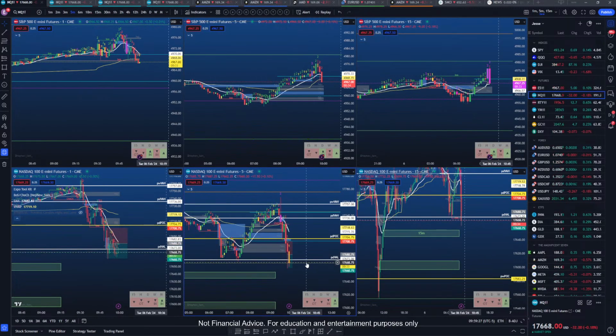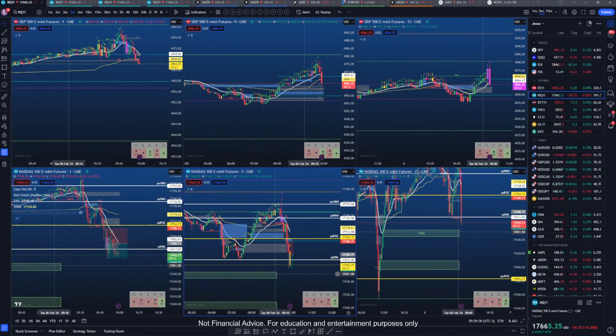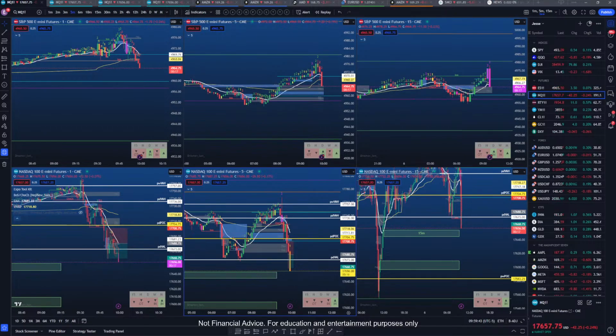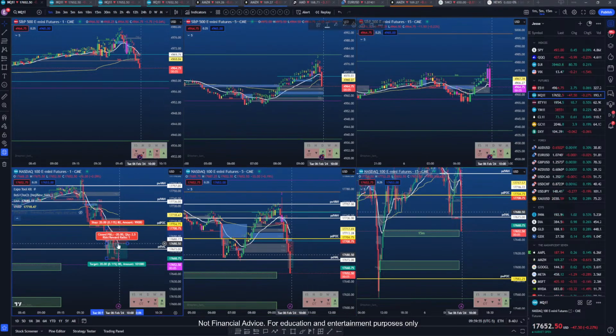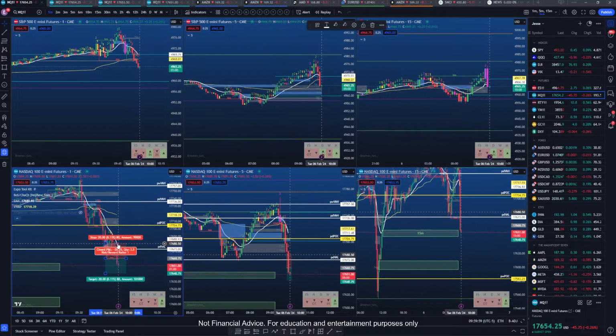Certainly looking short here. Probably just a breakout trade, so a little risky, but all right, I'm in short 60.25, 20 points. Guess I can just bring this down. 60.